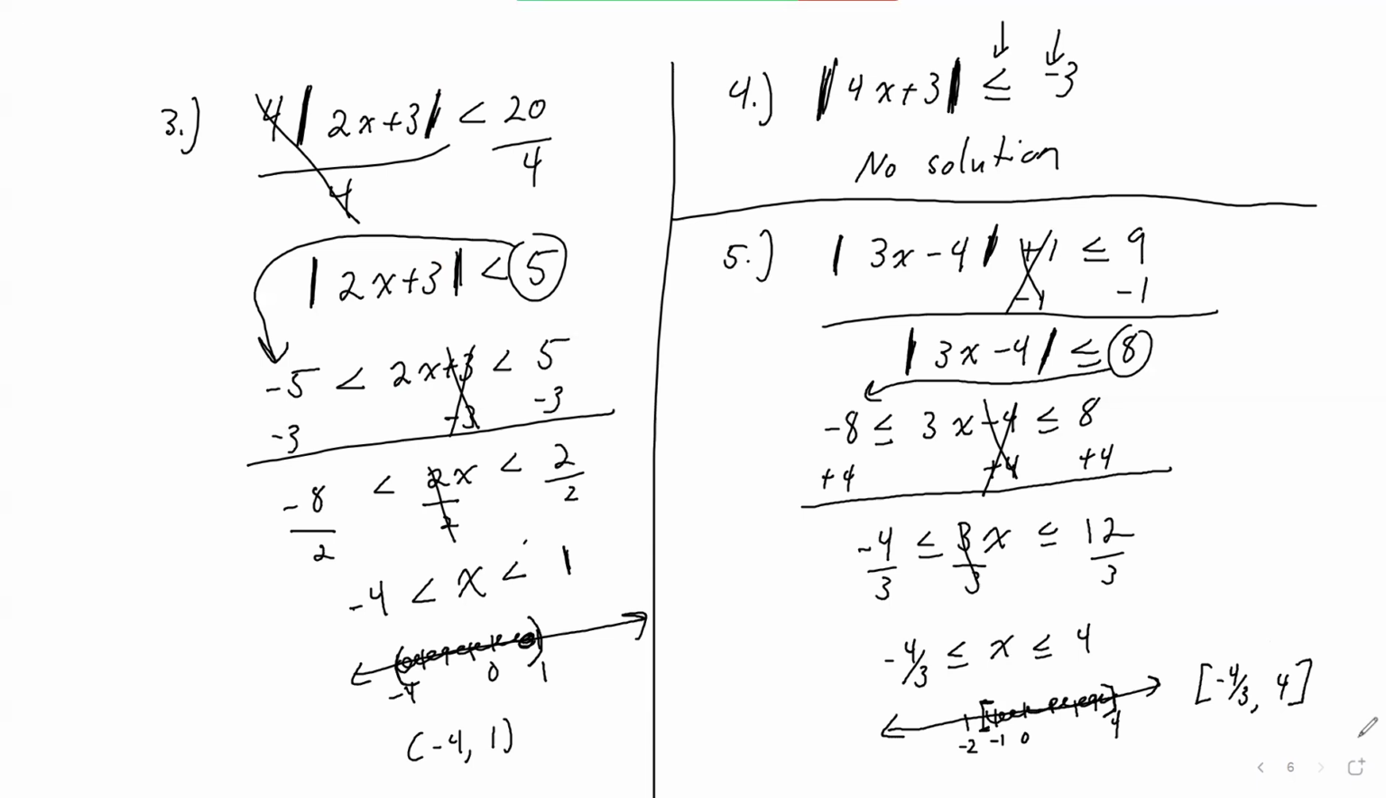All right. So number 6. Same concept on all of them. We're going to solve, graph, write interval notation. So we have now the absolute value of x greater than 2.